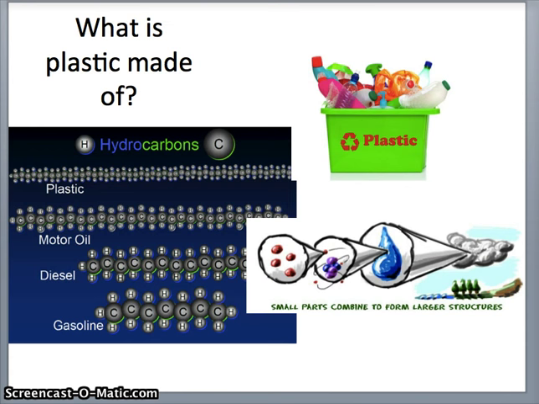Let's get started. So we're going to relate this chemistry unit to our plastics project. So we're going to start with looking at some things about plastic. So plastic is made out of fossil fuels, which are made out of hydrocarbons. Hydrocarbons are made out of atoms. And so this picture shows how atoms make up these molecules, which makes up larger structures. Let's look at this more closely.